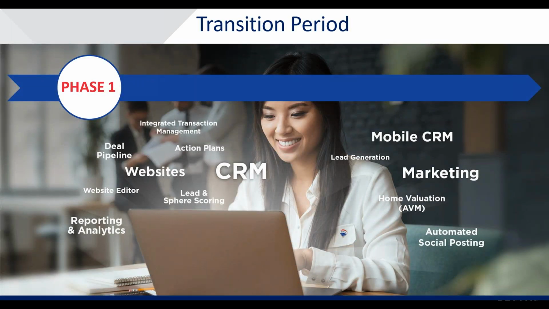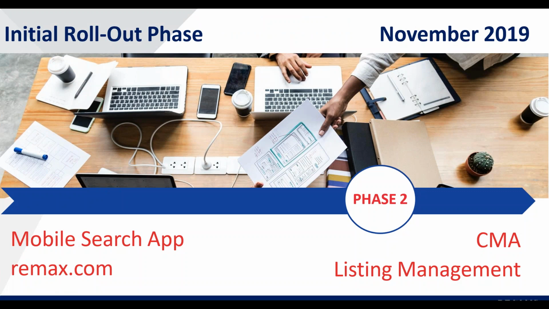Again, we're talking about the transition period. The website, the CRM, all this stuff is up and running for you guys, but the mobile CRM and the client app and everything is going to be in phase 2. So again, as we're working through this, I would imagine that at some point in the middle of November, we're going to be full go, and we want to make sure you guys are prepared for that. That's when the new Remax.com comes out, the client mobile search app comes out, which is a really cool little gadget, all in November 2019.